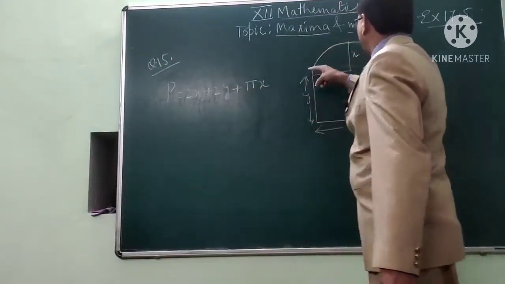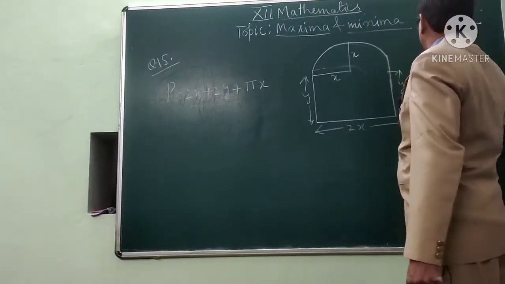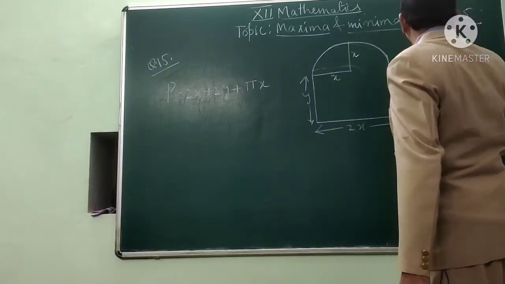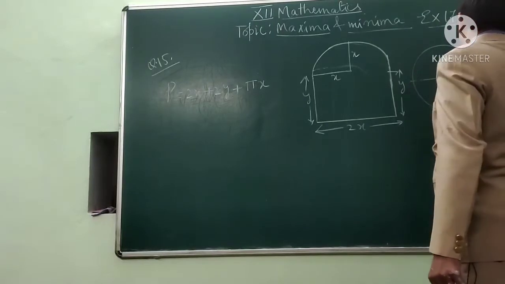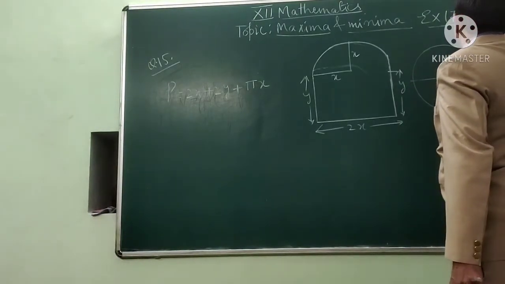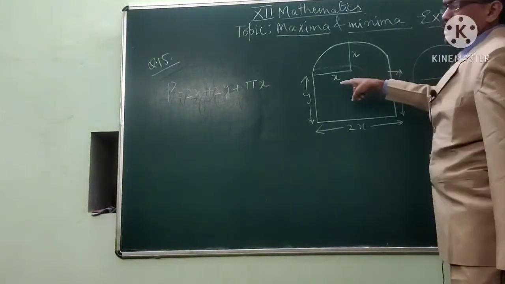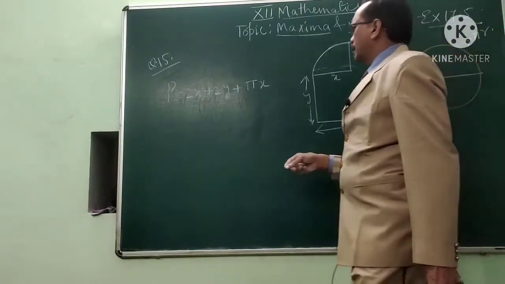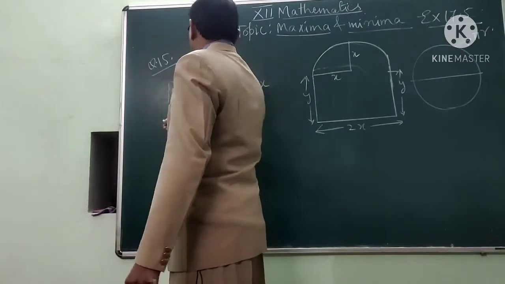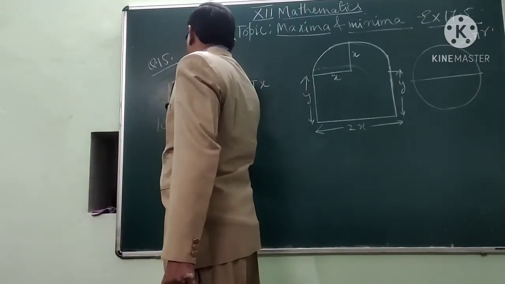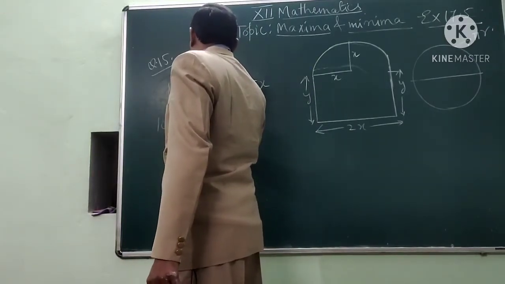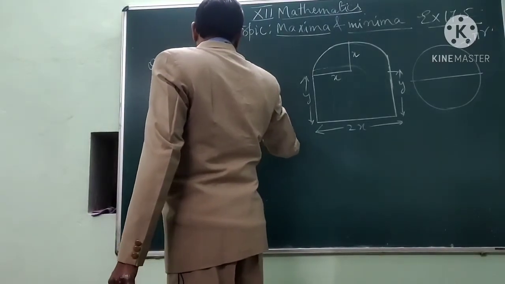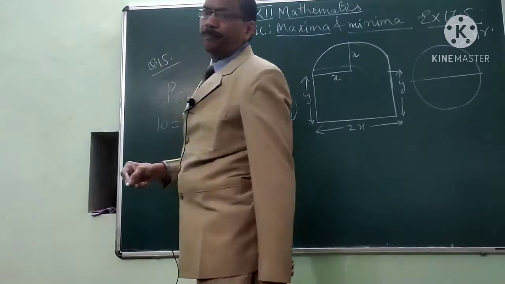It is the semi-circumference. Circumference is 2 pi r and semi-circumference is pi r. Since radius is x, it is pi x. And this is given as 10. So 10 equals 2x plus 2y plus pi x. Let it be equation 1.